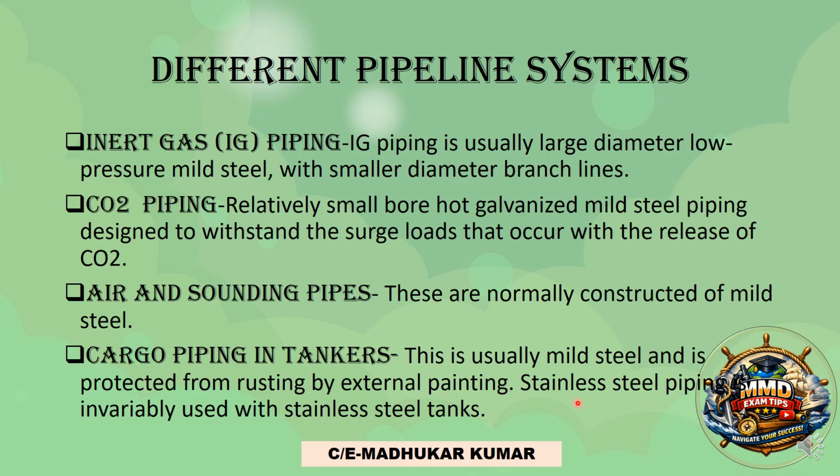Stainless steel piping is invariably used for stainless steel tanks. Mostly it is for the chemical tanker, where we have to use chemicals, and chemicals are highly corrosive in nature. Okay, so that also you have to see.